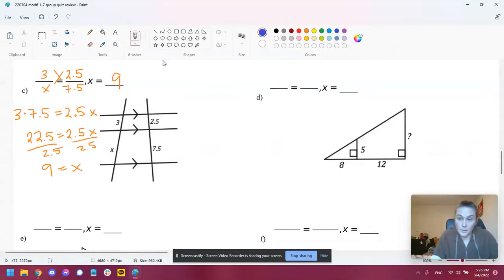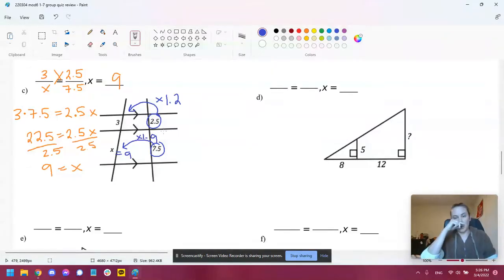Could we do this with a scale factor? Yes, of course. We could say to go from 2.5 to 3 was multiplying times 1.2, and 7.5 times 1.2 was 9. Totally fine. Totally fine.